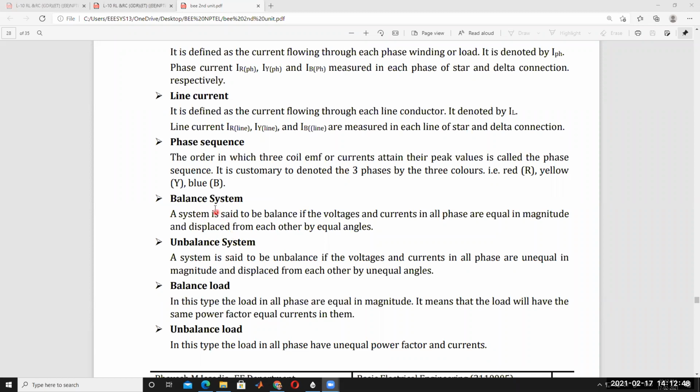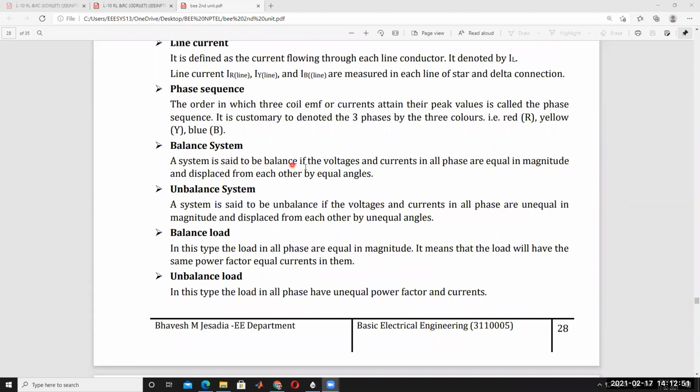Next, what is a balanced system and what is an unbalanced system? A system is said to be balanced if the voltages and currents in all phases are equal in magnitude and displaced from each other by equal angles. VR phase, VY phase, VB phase, all voltages must be the same, and each phase is displaced by 120 degrees. Between R and Y 120 degrees, Y and B 120 degrees, B and R also 120 degrees. That type of system is called a balanced system.